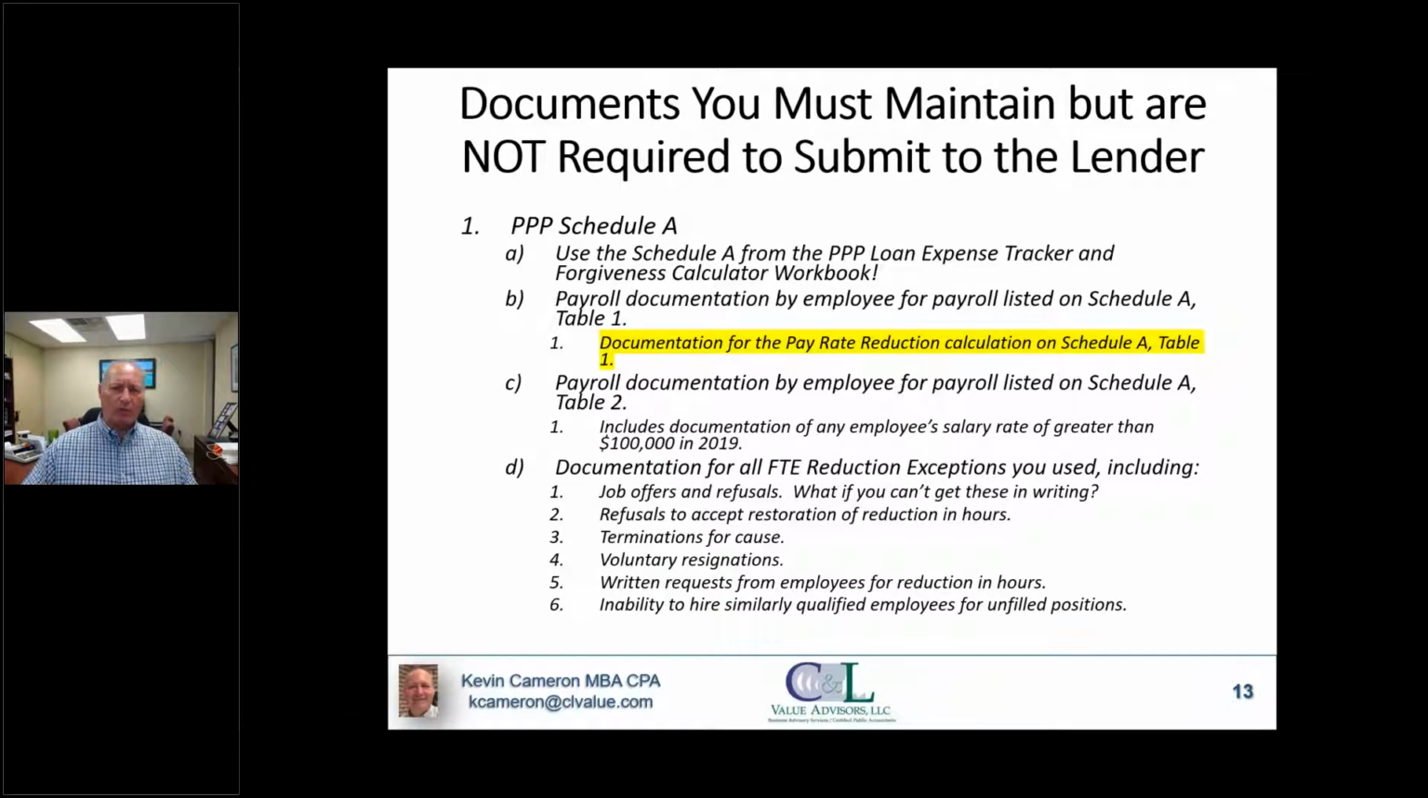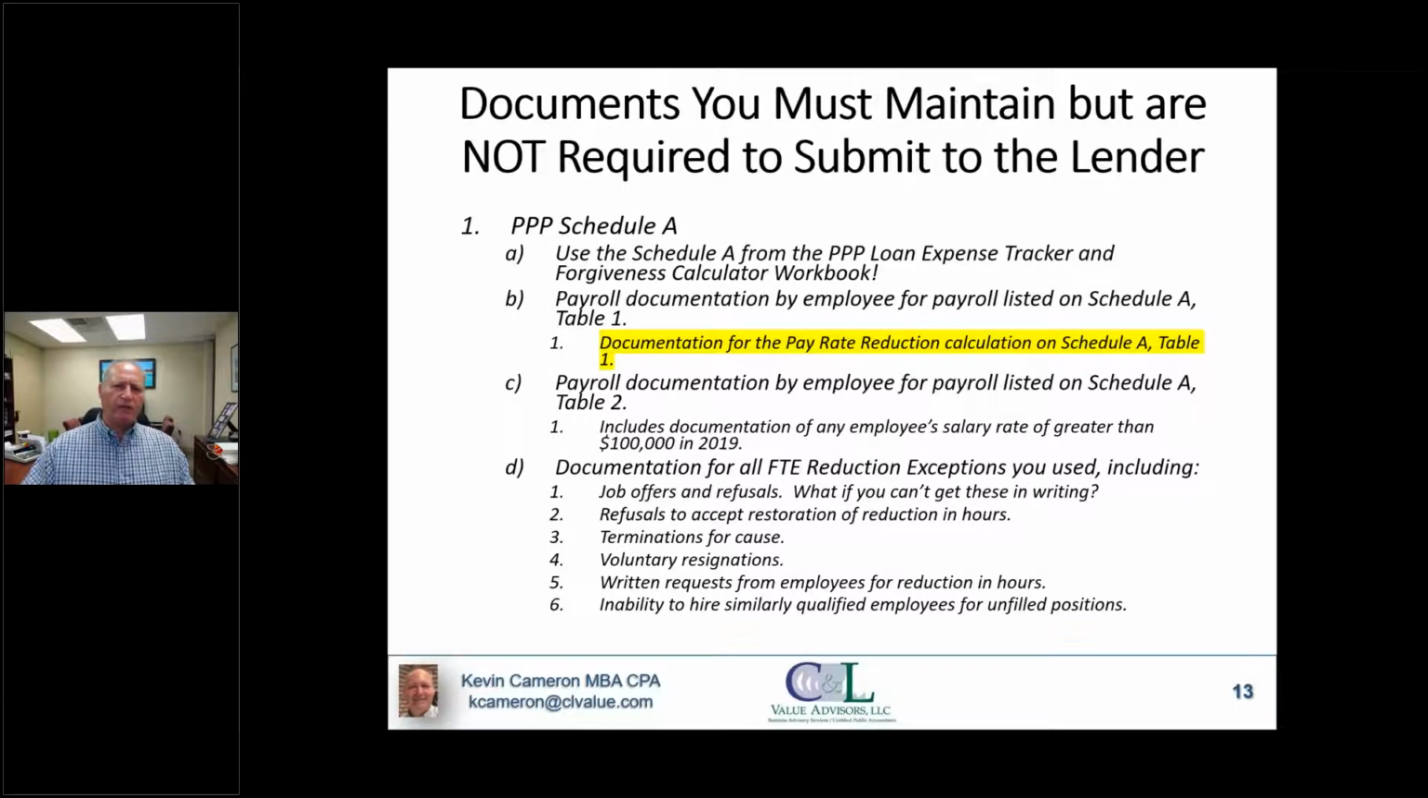I'm going to talk now for a few minutes about the documents that you are required to maintain, but you are not required to submit to the lender. And folks, this is really the big area to focus on here, because the entire Schedule A, the PPP Schedule A, which is in the Excel worksheet that we've got, it's also in the actual instructions to the forgiveness form. That does not go to the lender.